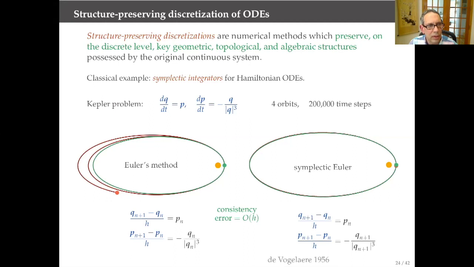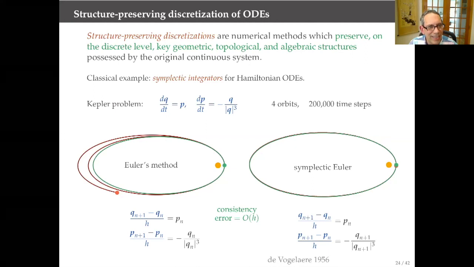200,000. The planet goes along here, it follows the red trajectory, which is accurate for about two orbits, and then deviates away from the true orbit. By the time we get to four orbits, it's nowhere in the right position and nowhere near back to where it started. Here I wrote down what Euler's method is. It just forms this difference operator for the two differential equations and sets the approximate derivative of Q to Pn and the approximate derivative of P to minus Qn over |Qn| cubed.